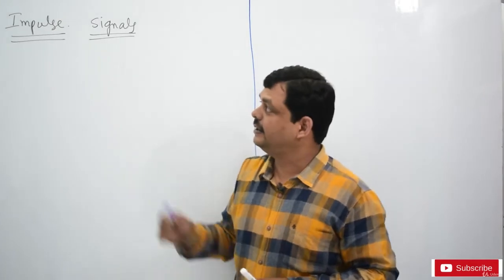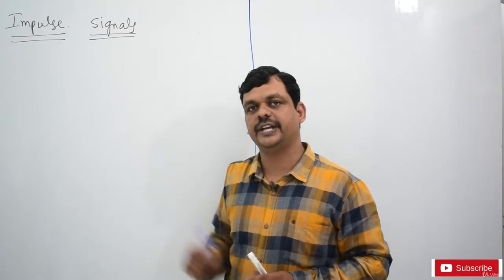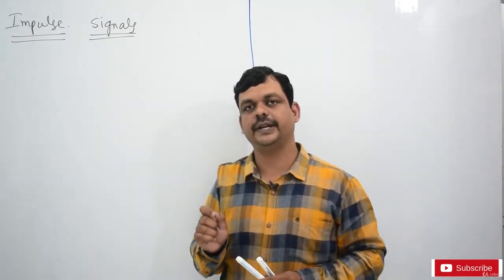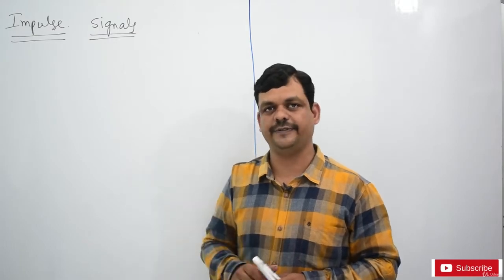Say the next basic signal is an impulse signal. This function explains that at a particular time period the function amplitude is infinity, and for the remaining time period it is not defined.